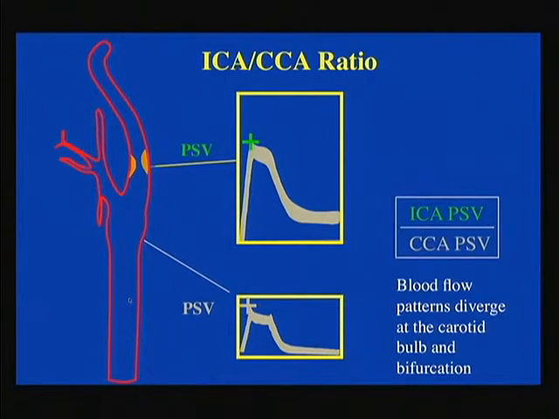The problem with sampling in the bulb is that we get funny flow patterns, reversal of blood flow, and we'll get inconsistent numbers. So we really don't want to do that. That's not the place where you want to sample it.